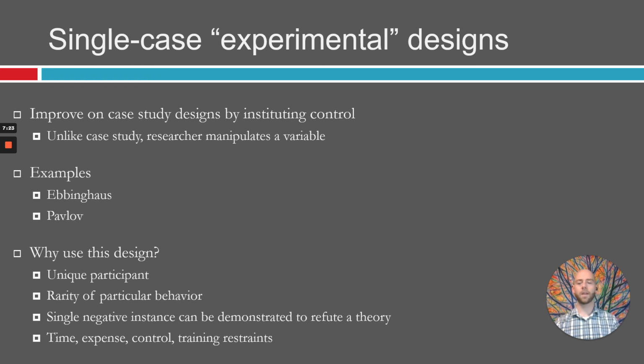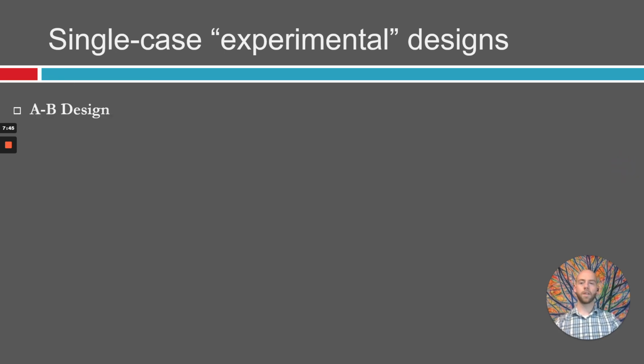You might also use this in some cases where there are just a lot of constraints like time, money, things like that. Or if it's very difficult to train people to do some kind of manipulation, you might first just try it in a more economical way with a single participant. So in the next video, I'm going to talk about several different types of single case designs and even get into something called the multiple baseline design as well.